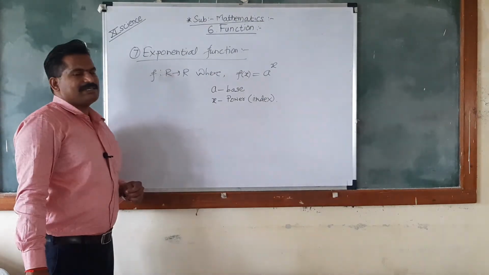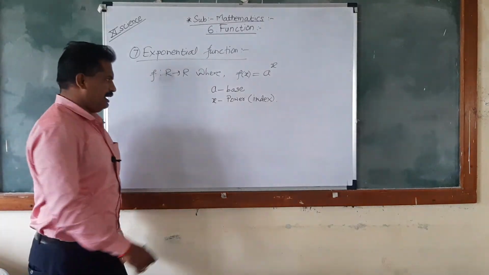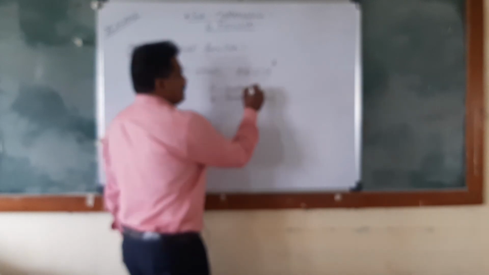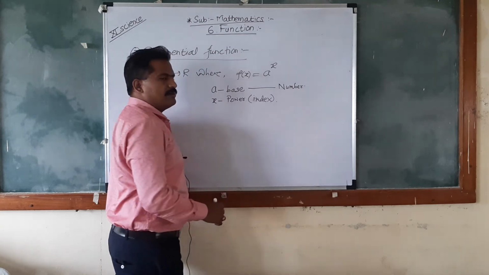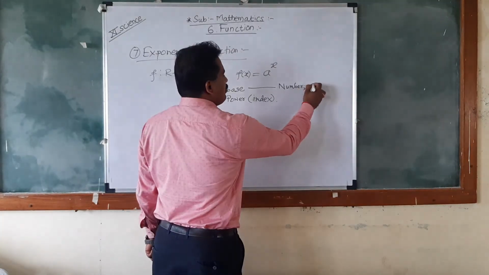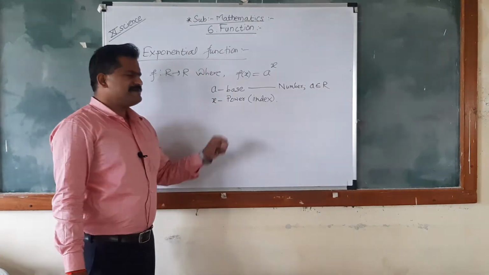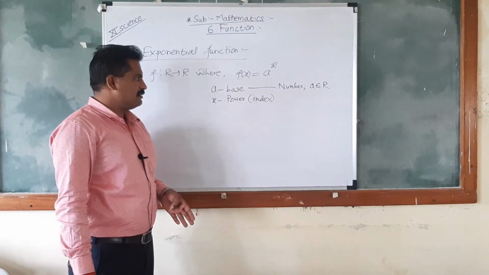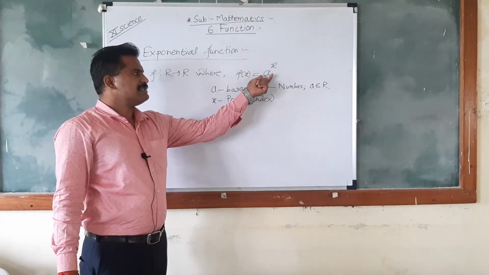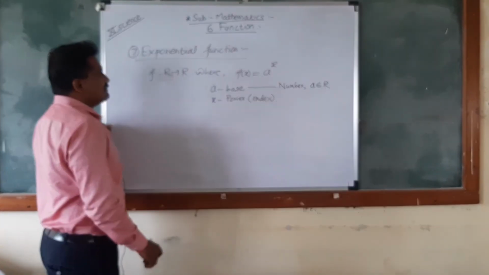Therefore, an exponential function is one in which f of x is written in the form a raised to x, where a is the base, which is a real number, and x is the power or index. The function in which the base is a number and the power is the variable is known as an exponential function.